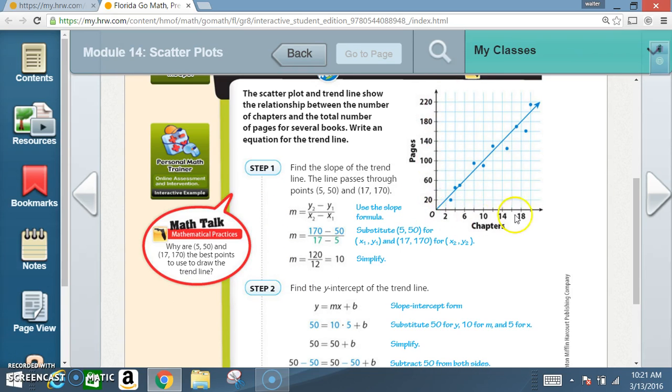Okay, now after you've made your graph and you plotted your points and you drawn your trend line, then you go to step 1. Find the slope of the trend line. The line passes through the points (5, 50). That means x is 5, y is 50. And (17, 170). That means x is 17 and y is 170. We're going to use the slope formula. M is equal to y2 minus y1 over x2 minus x1.